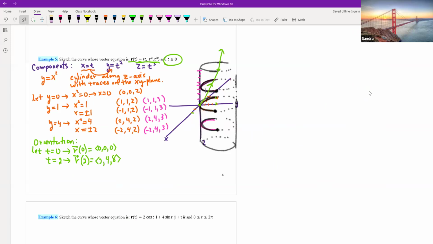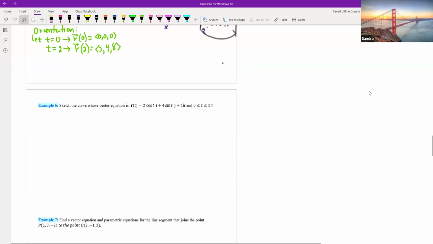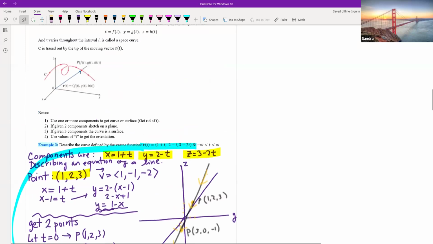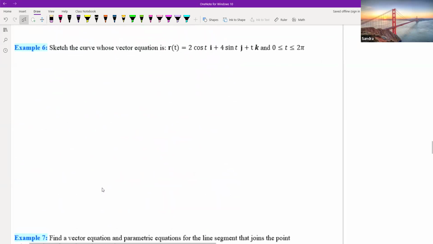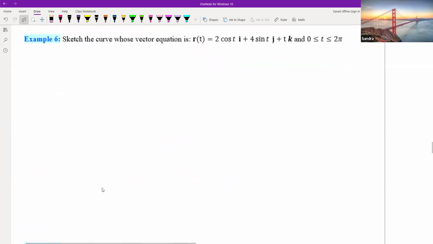Okay, so hopefully you guys are doing great. I am going to do example 6. One more example. I think I have given you enough examples of curves. Let's go ahead and do example 6. If you want to, you can pause the video right now and try it on your own first.